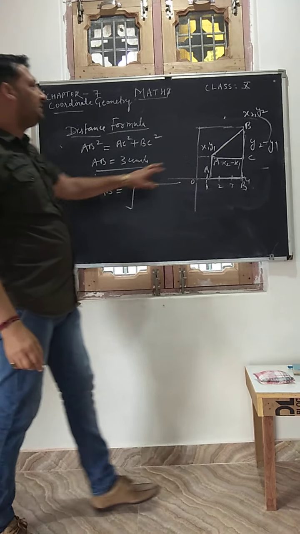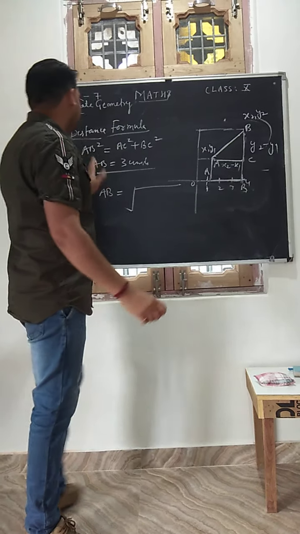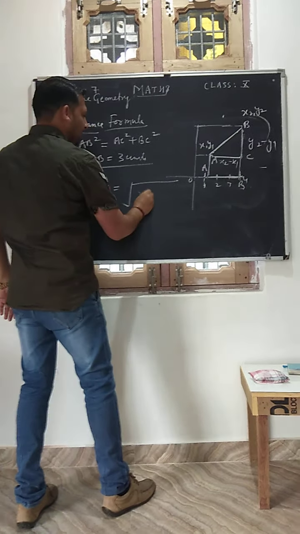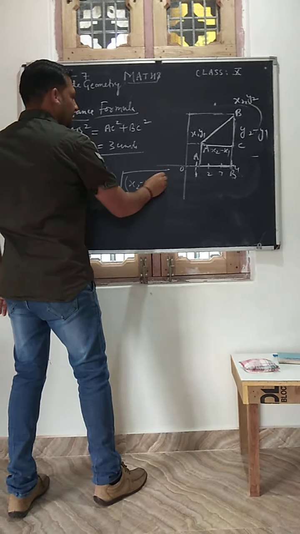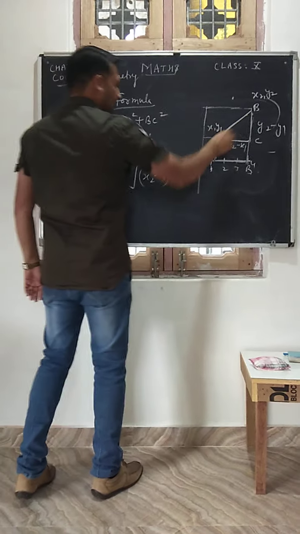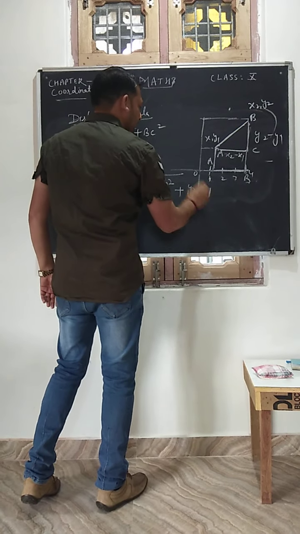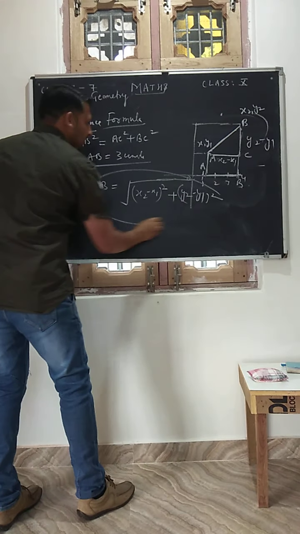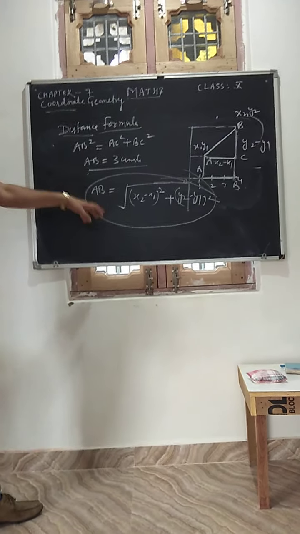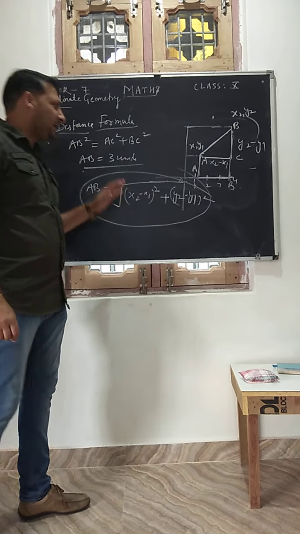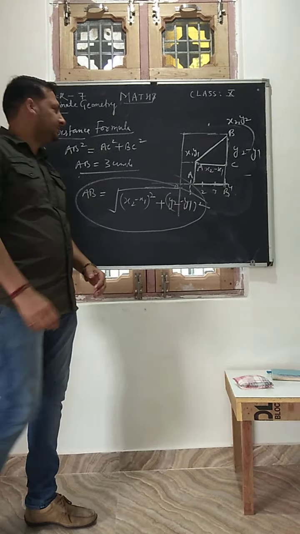Now I have to find the distance AB, meaning the length AB. That means the square goes under root: AC is the distance x2 minus x1 whole square, plus BC, that is y2 minus y1 whole square, and all of it under the square root. So this is called the distance formula. By this formula we can find any distance. Okay, the next topic we will discuss in the next class. That's it.